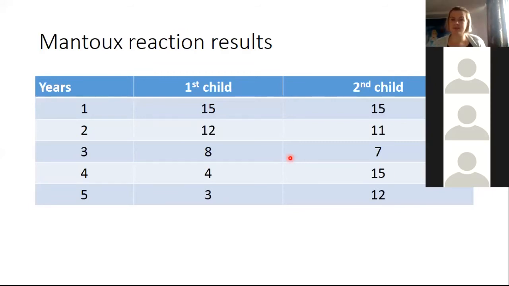Can you explain this result? What does this mean for what's happened with the second child? He is being infected, yes. Why is this result so high in the first years of life? Because they are recently vaccinated and their body has just got the vaccine. Okay, thank you. It is the right answer.